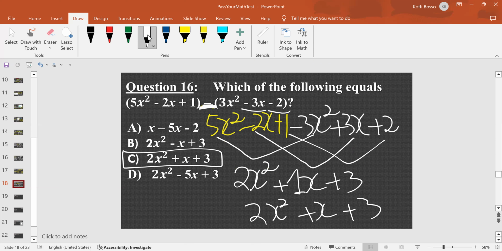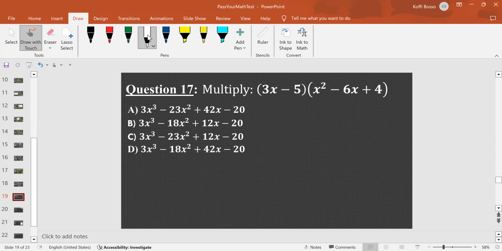The next question, question 17. So this time we're going to do a multiplication. The previous question was a subtraction, but here it is a multiplication. Okay, so we want to multiply 3x minus 5 by x squared minus 6x plus 4. We're going to take it one by one.